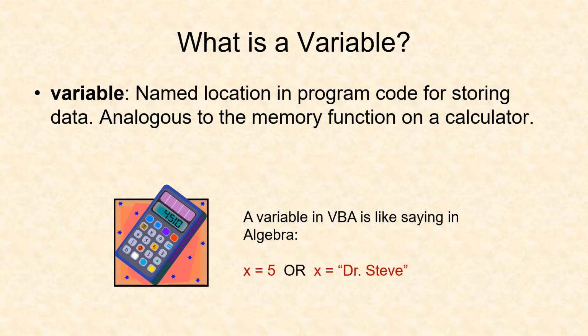So a variable in VBA is like saying in algebra, let x equal 5, which would be an integer, a whole number, or let x equal "Dr. Steve," in quotes, because that would be a string, in other words, text.